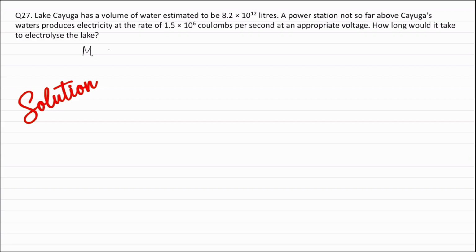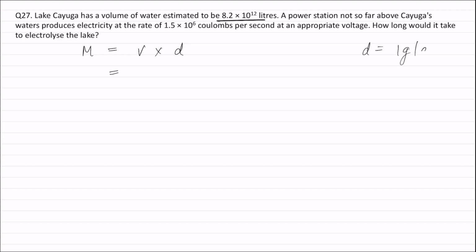The mass is equal to volume into density. Volume of water is given as 8.2 × 10^12 liters. Density of water is equal to 1 gram per centimeter cube. Therefore, mass of water will be equal to volume of water in milliliters, that is 8.2 × 10^12 × 10^3 milliliters into density of water, that is 1. Solving this, mass of water is equal to 8.2 × 10^15 grams.